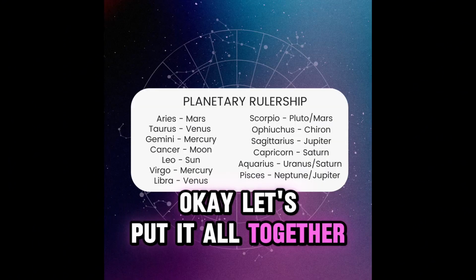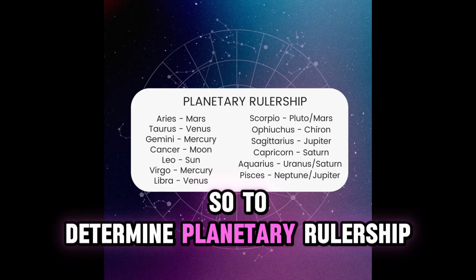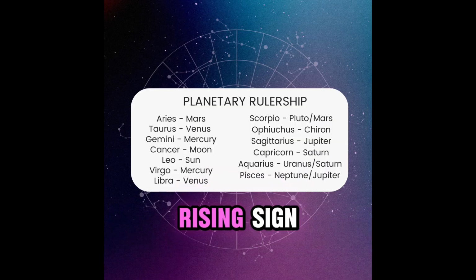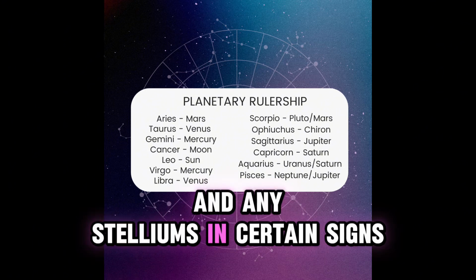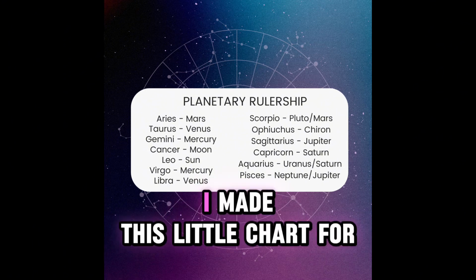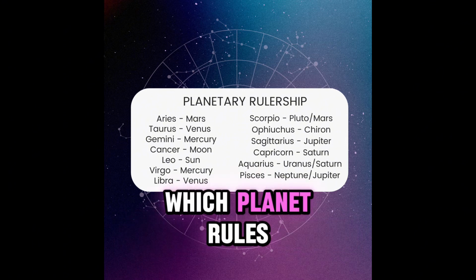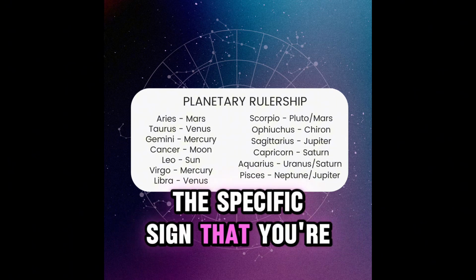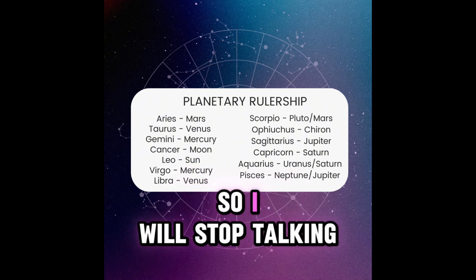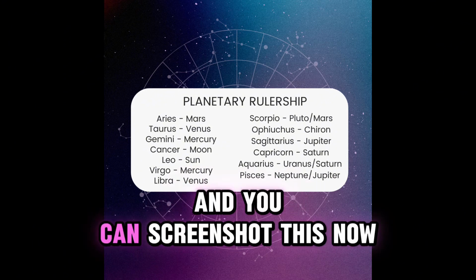Okay, let's put it all together. So to determine planetary rulership, you want to look at the rising sign and any stelliums in certain signs or houses. I made this little chart for you guys to then be able to connect which planet rules the specific sign that you're looking at in your chart. So I will stop talking and you can screenshot this now.